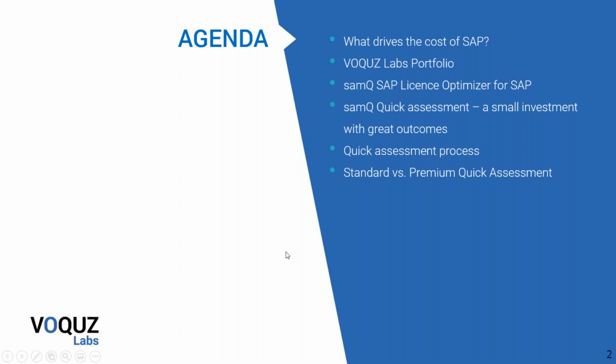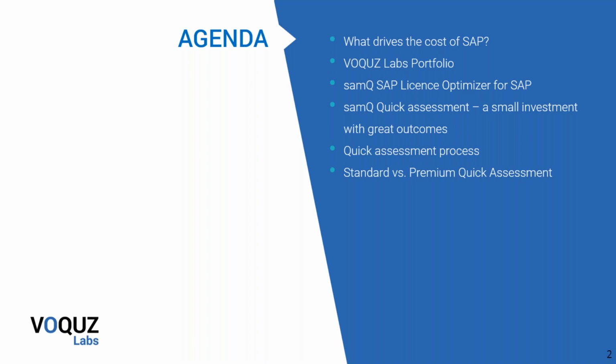Right, so what are we going to cover in terms of today's agenda in this webinar? We're going to look at what drives the cost of SAP, some areas and elements of the SAP contractual structures, etc. Have a look at the Vocus Labs portfolio in terms of the company itself. What do we do? How do we engage with organizations? What is our SAMQ license optimization solution for SAP? How does it help you to optimize? And really the important part is maximize the investment that you've made in SAP, and to make sure that, as we said right at the beginning of this webinar, to make sure that you have the right size of licensing and not overpaying on your license investments.